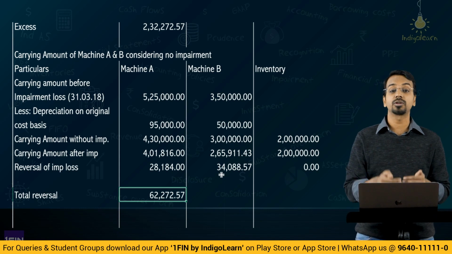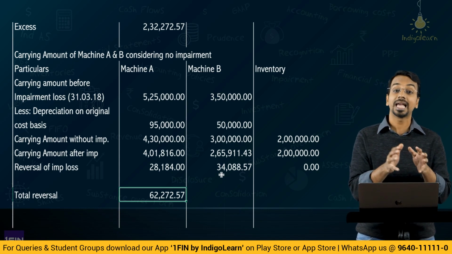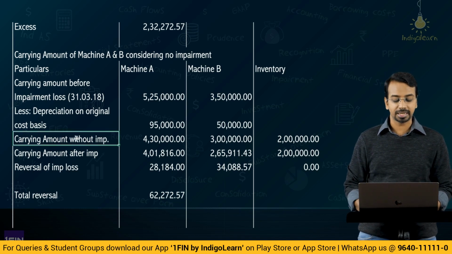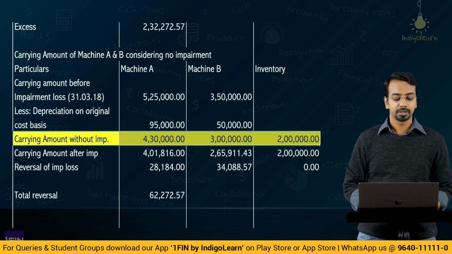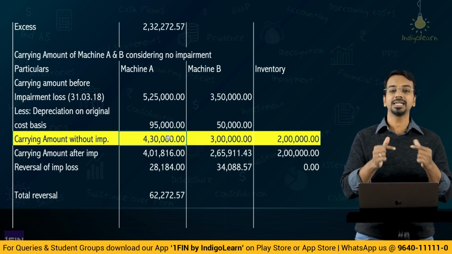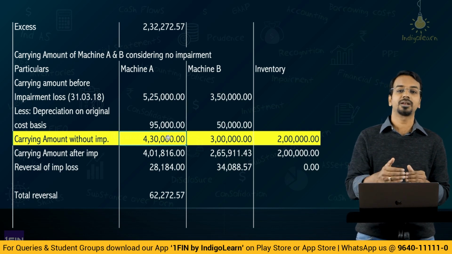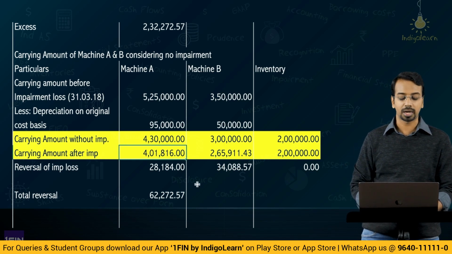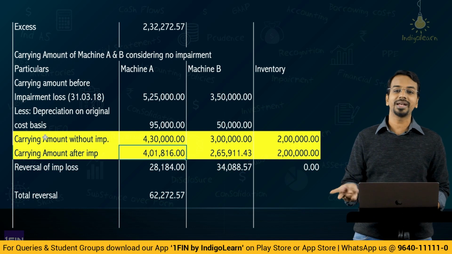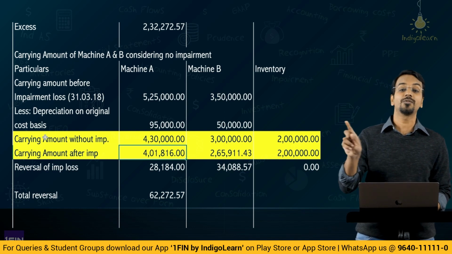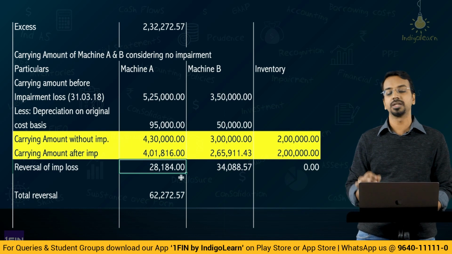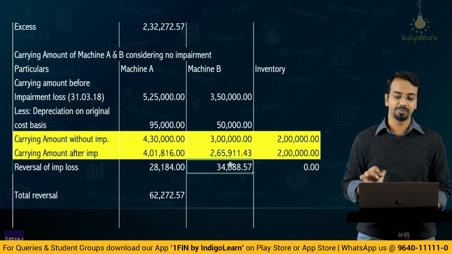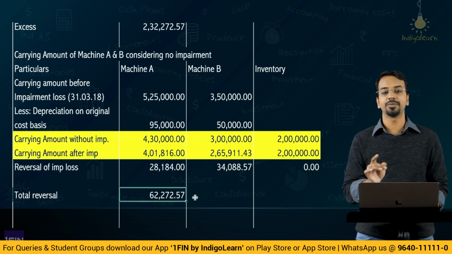impairment loss, the carrying amount of the asset should not be more than the carrying amount which would have been had no impairment loss been provided. So, what did we do? We calculated the carrying amount without impairment, right? So, it is 4,30,000. If I am reversing an impairment loss, the carrying amount of this particular asset should not be greater than 4,30,000. After impairment, the carrying amount of this machine is 4,01,816. Carrying amount without impairment as on 31st of March 2019 would have been 4,30,000. So, maximum reversal that is possible is 28,184 for machine A and similarly 34,088 for machine B, right. So, this is the total impairment loss which can be reversed.